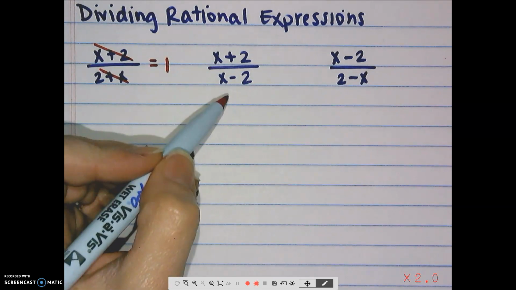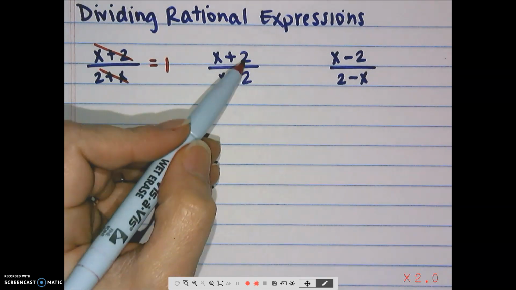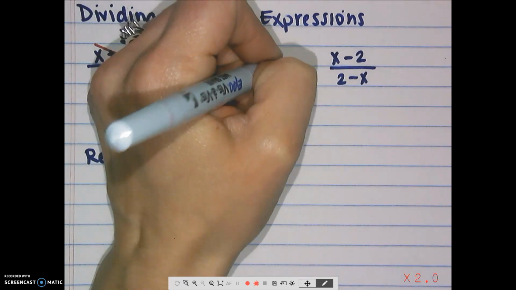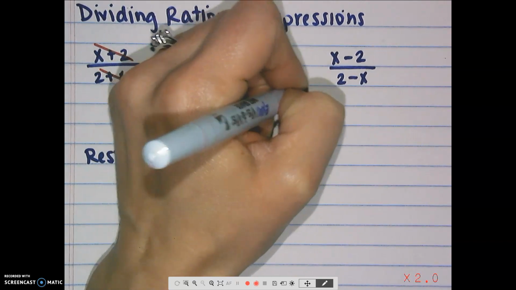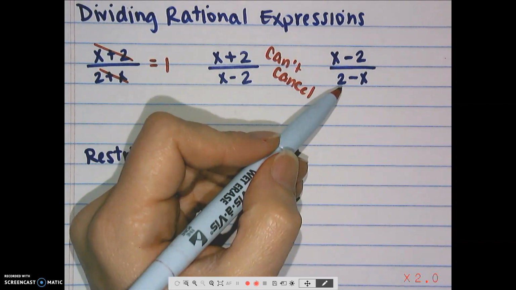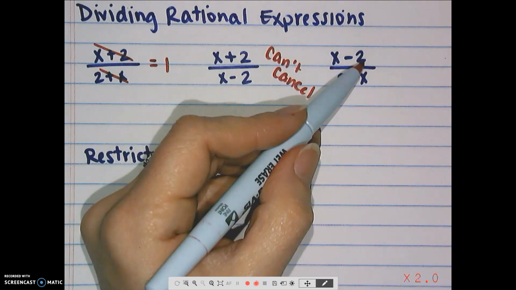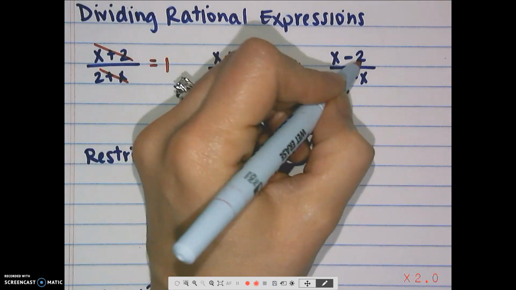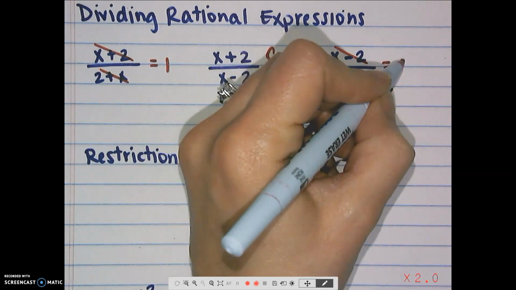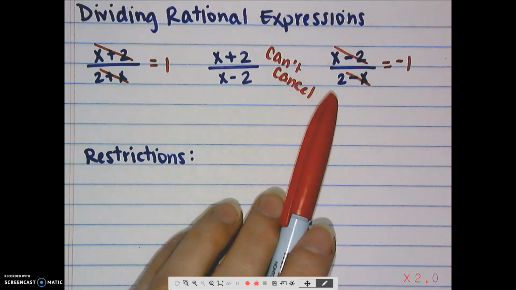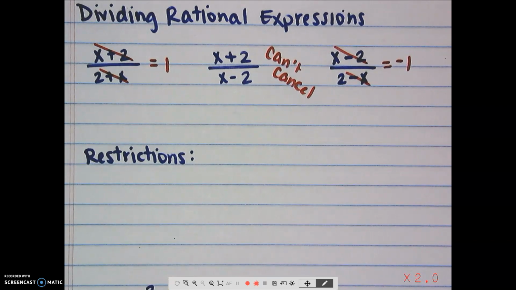What if we have x plus 2 divided by x minus 2? 3 plus 2 is 5, 3 minus 2 is 1, so those two things can't cancel, okay? So it's very important that you know that. x minus 2 divided by 2 minus x. Well, 3 minus 2 is positive 1, 2 minus 3 is negative 1. So these things can cancel, but when they do, they become a negative 1. Okay, so it's important for you to know these different situations. I would make sure that you write those down so that you know them.